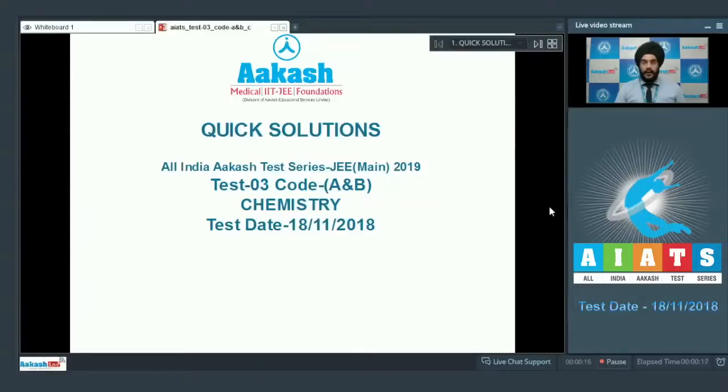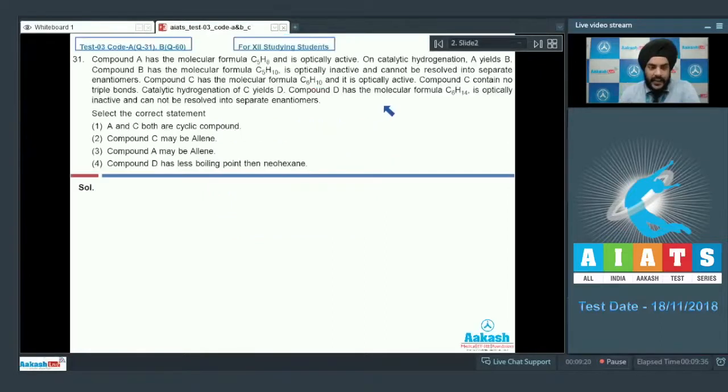Hello everyone. Today we'll be looking at some quick solutions of the All India AIATS Test Series JEE Main 2019 Test 3, Code A and B. So let us look at the first question.